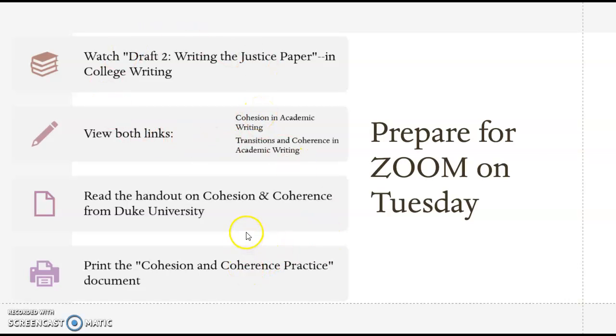Then in the Zoom folder for Tuesday, you're going to read the handout on cohesion and coherence from Duke University. And then you're going to print the cohesion and coherence practice document. It is a sample paper that we are going to examine for both cohesion and coherence during class. So make sure you have it printed.